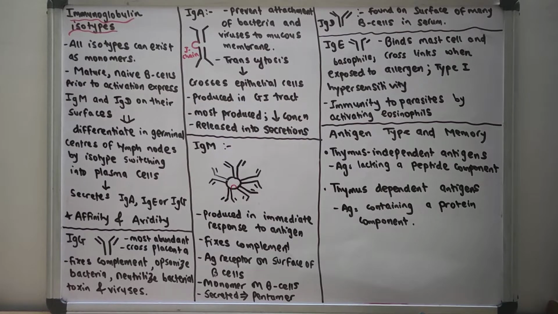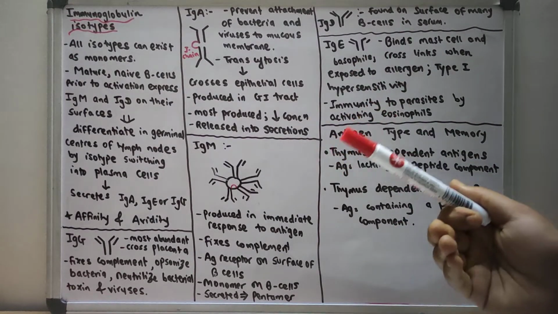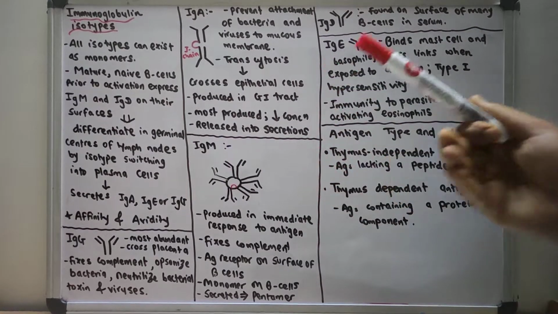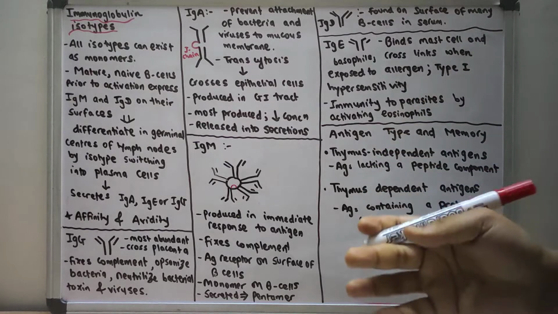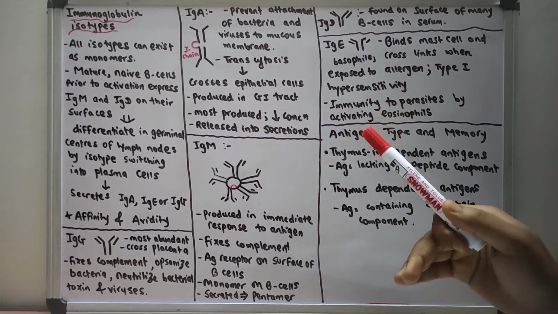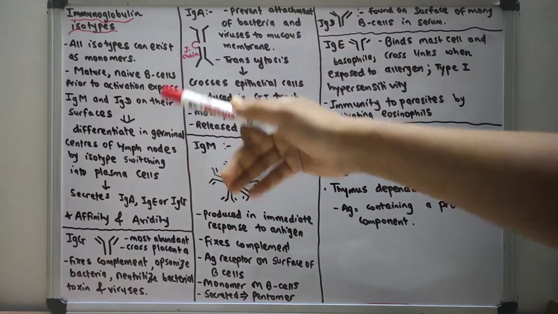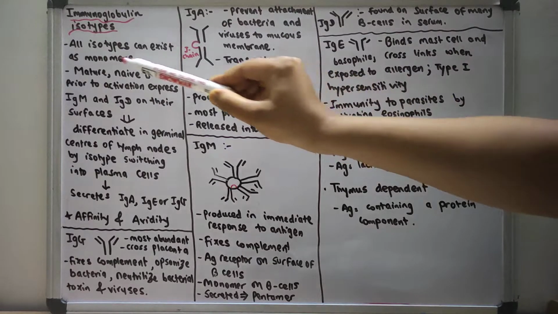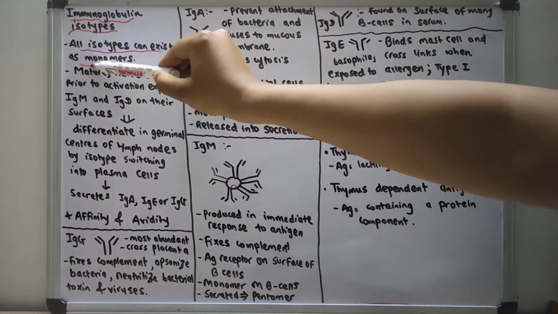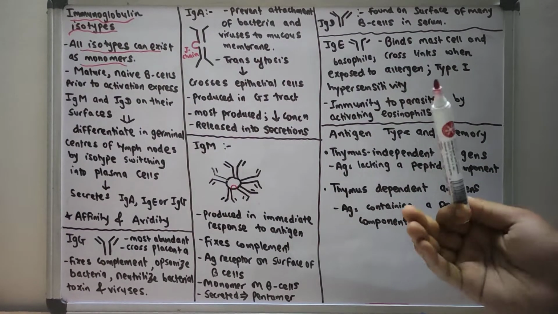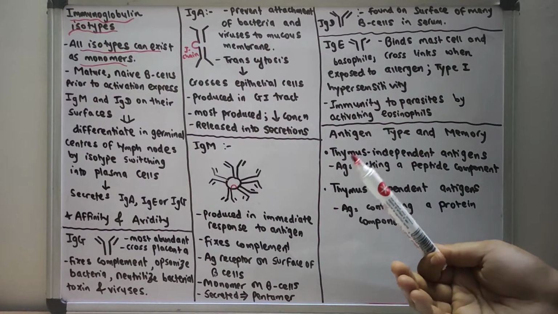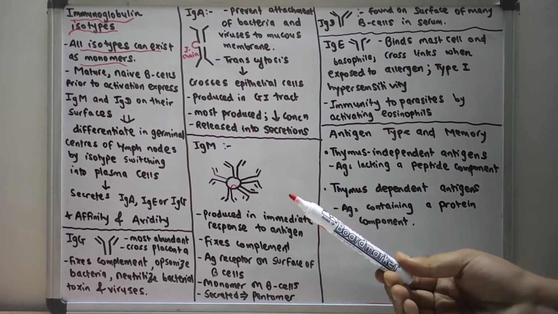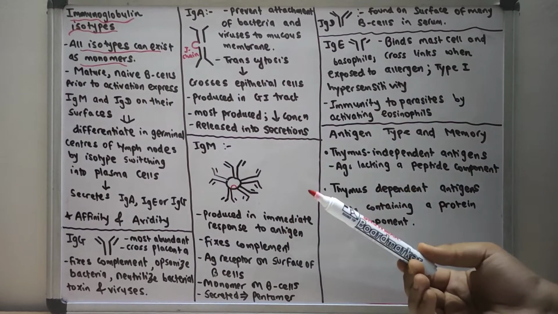In the previous video we have already discussed the antibody structure and function. Now we are going to talk about the various immunoglobulin isotypes in this video. Before explaining each and every type of immunoglobulin, I want to give a brief introduction about the immunoglobulin isotypes. You have to know that all isotypes can exist as monomers, but some of the isotypes may exist as polymers also, like IgA can exist as a dimer, whereas IgM can exist as a pentamer.